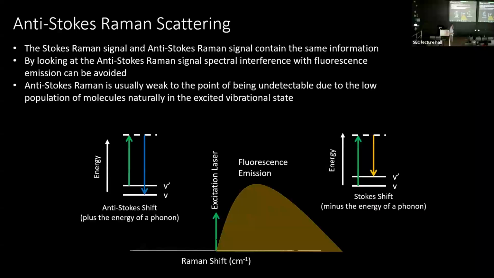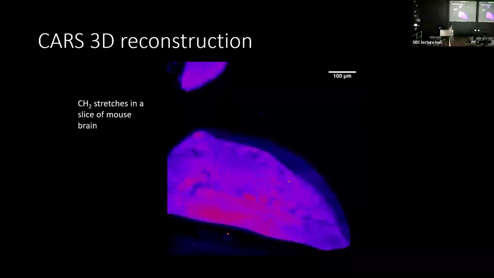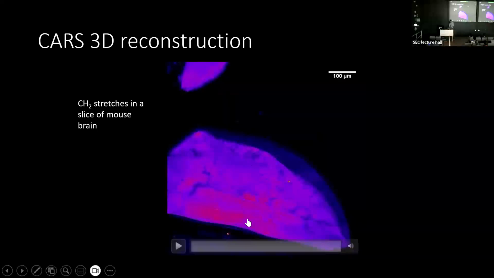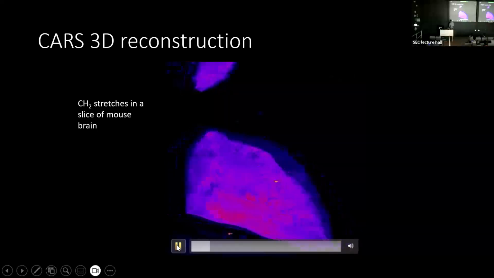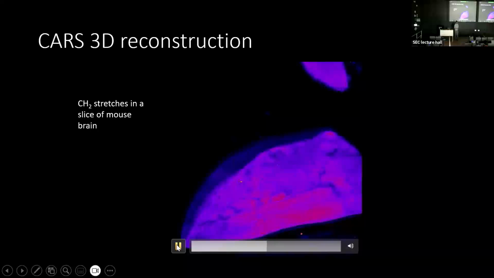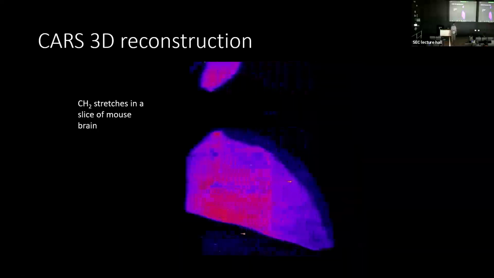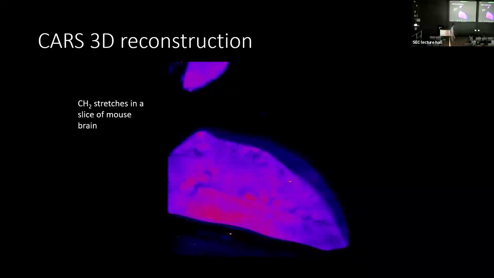We can use multiple photons to pump our system so that we artificially put a bunch of our molecules into the excited state and then do this anti-Stokes transition. And once we do that, we can get 3D chemical maps.